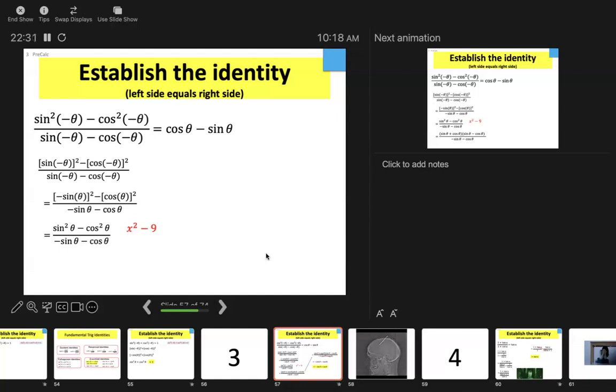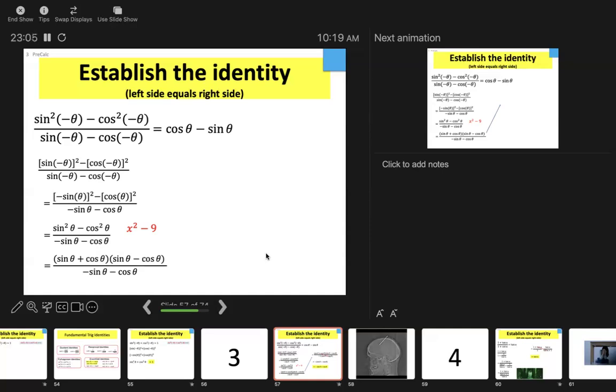x minus 3 and x plus 3. But it doesn't say that. It says this. So what does that factor to? That's what it factors to. And now your spidey sense should be tingling. They don't cancel. Why not?